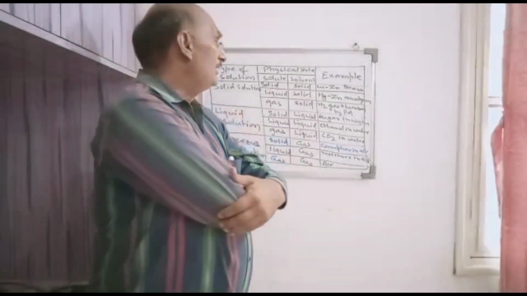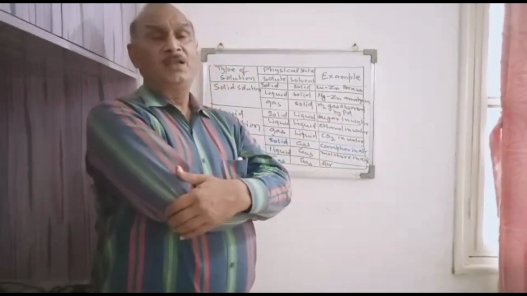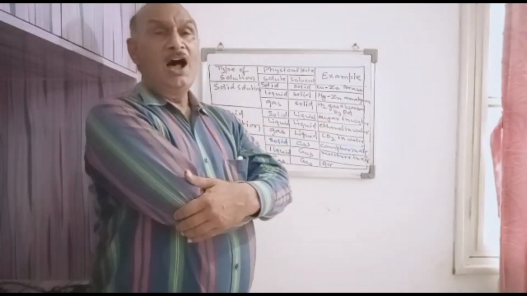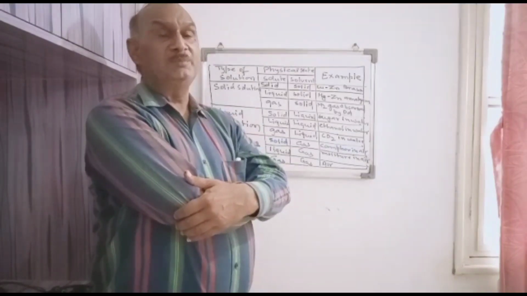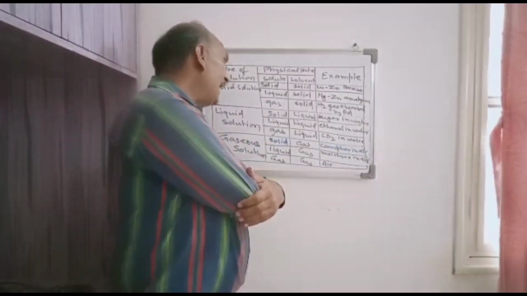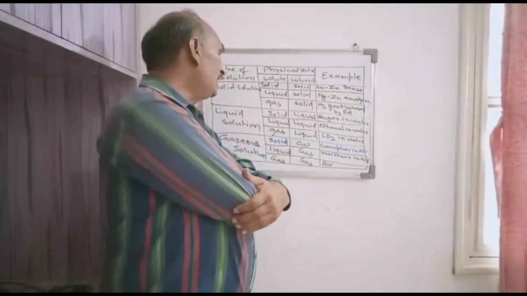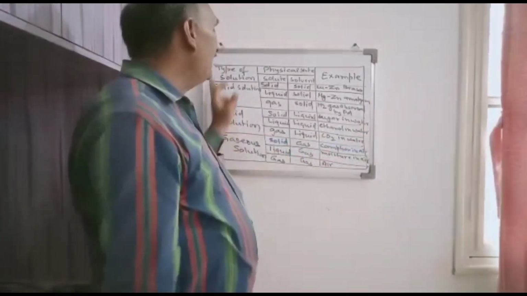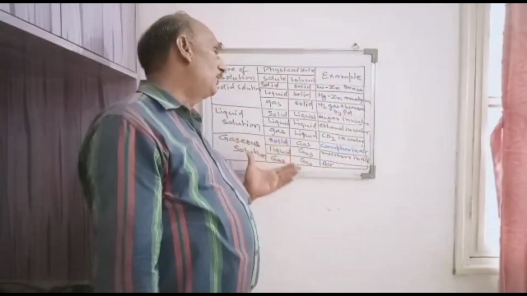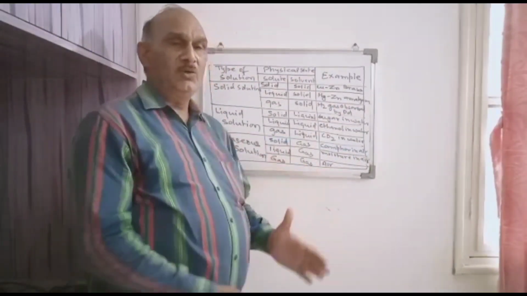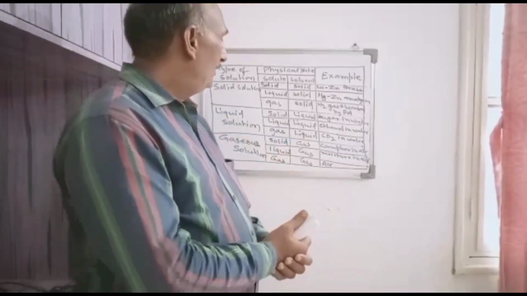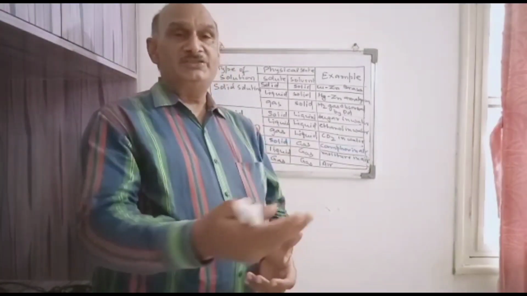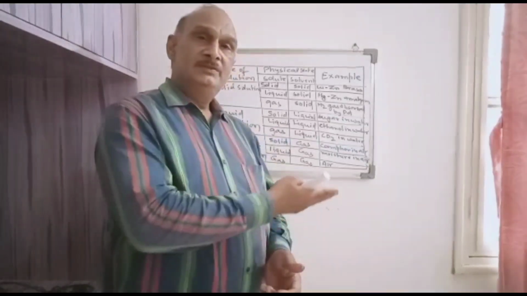So on the basis of the physical state of the solute and solvent, we can classify solutions into 9 categories, and these 9 categories of solution are on the board. This is only the introductory lecture of this chapter. In the next lecture we'll start from this place.